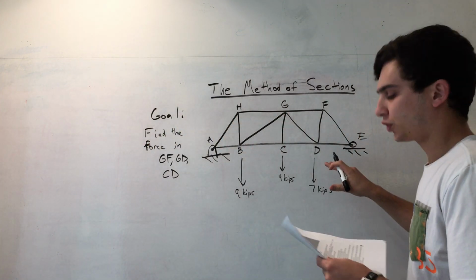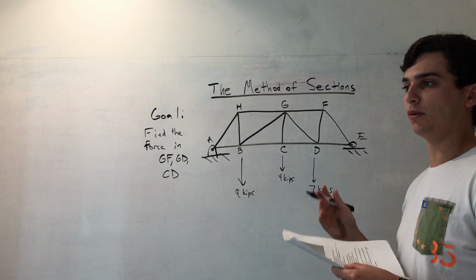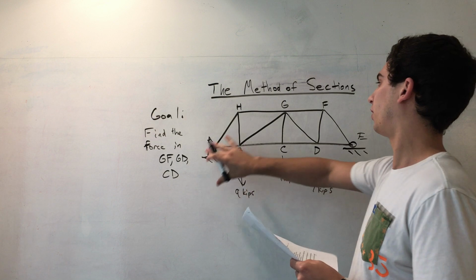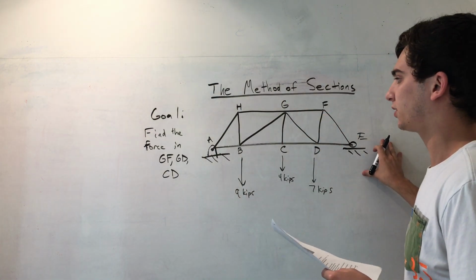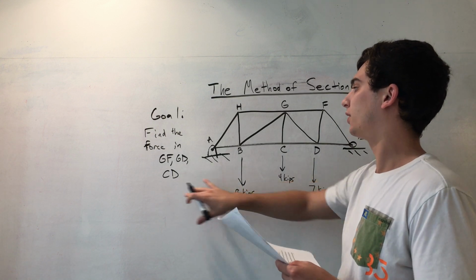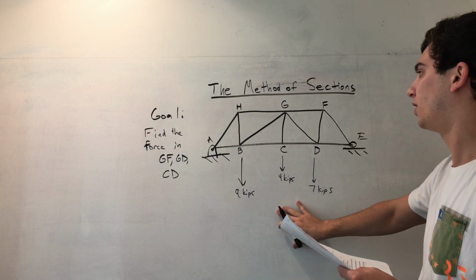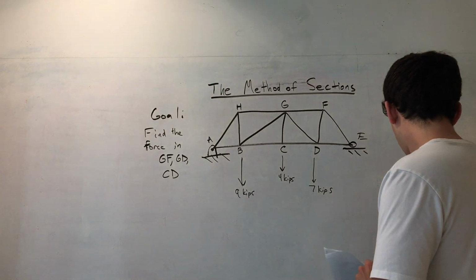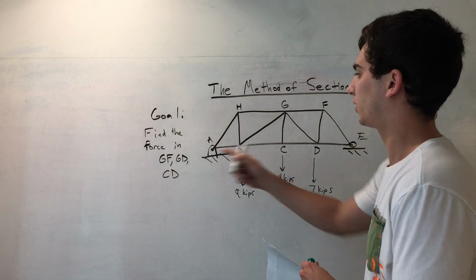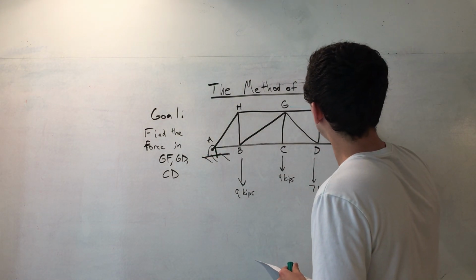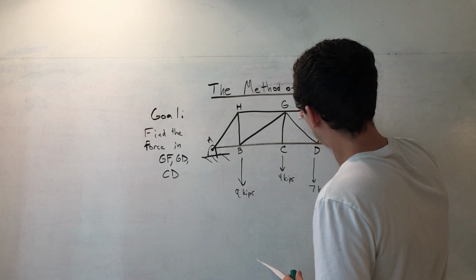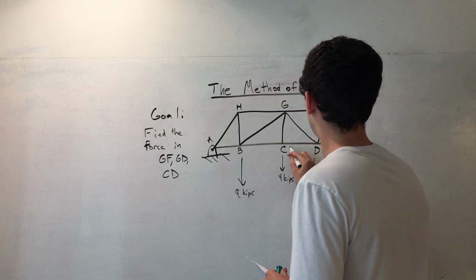Alright, when dealing with truss problems, we have two options, either the method of joints or the method of sections. When questions ask for all the members in a truss, then you would use the method of joints. But since we're only asked for particular members, we can use the method of sections and only find the members we are looking for, which are GF, which is right here, GD, which is right here, and CD, which is right here.